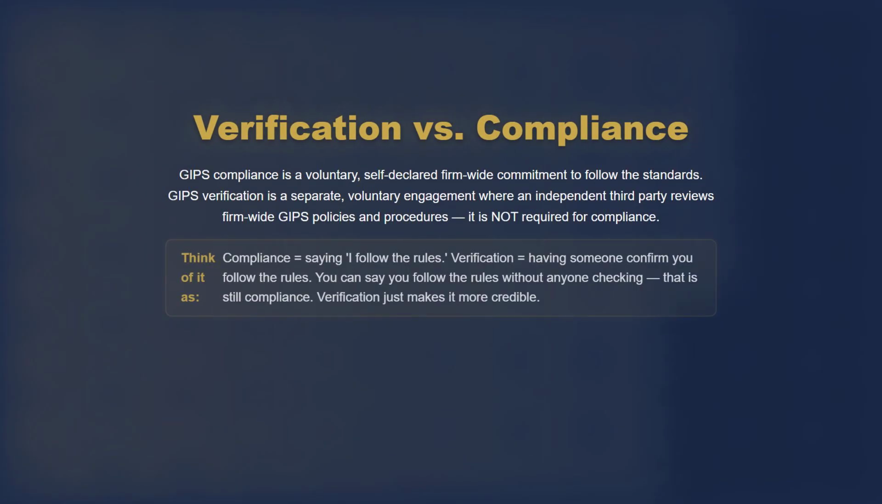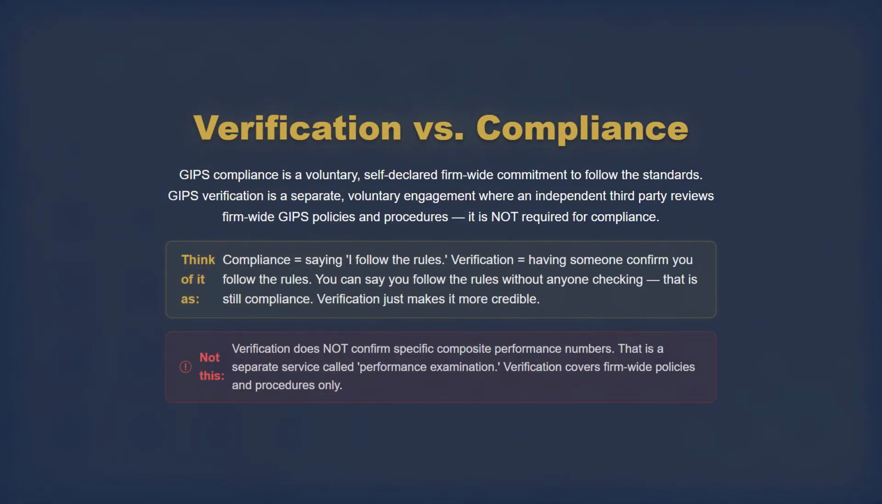Now let us address the second most tested GIPS trap on Level 1, the difference between GIPS compliance and GIPS verification. These are 2 separate, both voluntary decisions. Compliance is the firm's decision to follow the GIPS standards and make the compliance claim. Self-declared, no external party required.